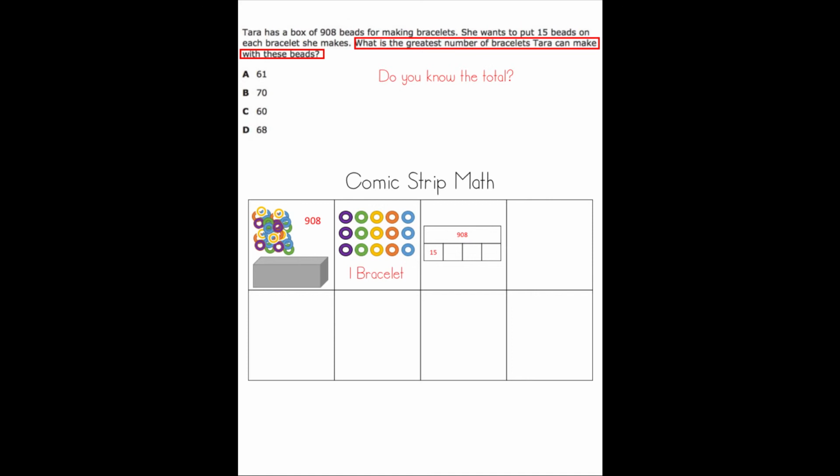So do we know the total? Yes. Do we have equal groups? Yes. What is the operation? Divide. And then we do the division. Now we end up with 60 remainder 8. And this is the skill kids learned in the 4th grade about what to do with the remainder. So I can only make 60 bracelets. And then I'll have 8 beads left over.